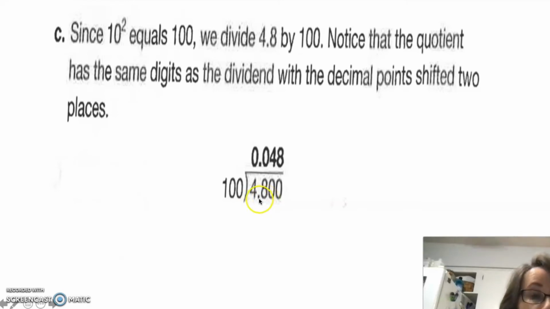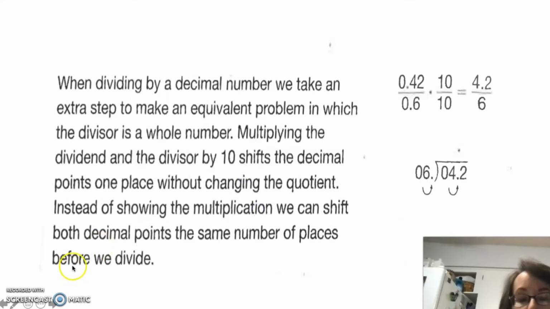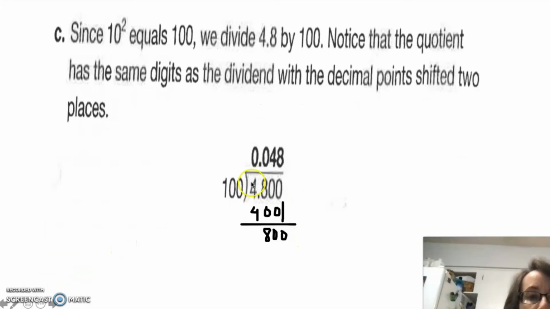4.8, the decimal goes right up above, but we're dividing by 100. How many times does 100 go into 48? 0 times. So you see we have a 0 up there. 100 into 480, 4 times. And then we have 4 times 100 is... Okay, I went ahead and put the 400. 4 times 100 is 400.